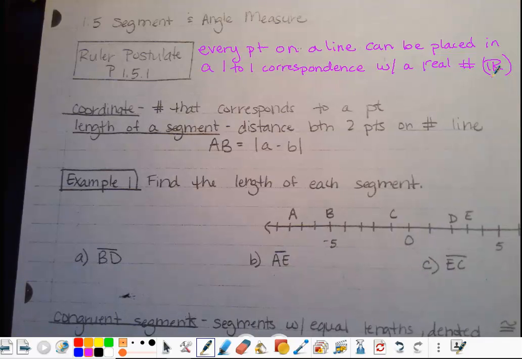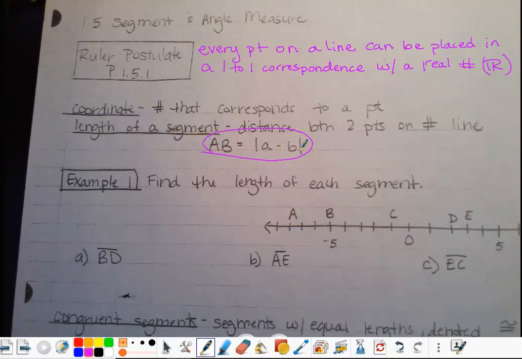All right, so let's look at some definitions. A coordinate is the number that corresponds to a point. The length of a segment is the distance between 2 points on a line. So we can find the distance using this formula. It's the absolute value of A minus B.